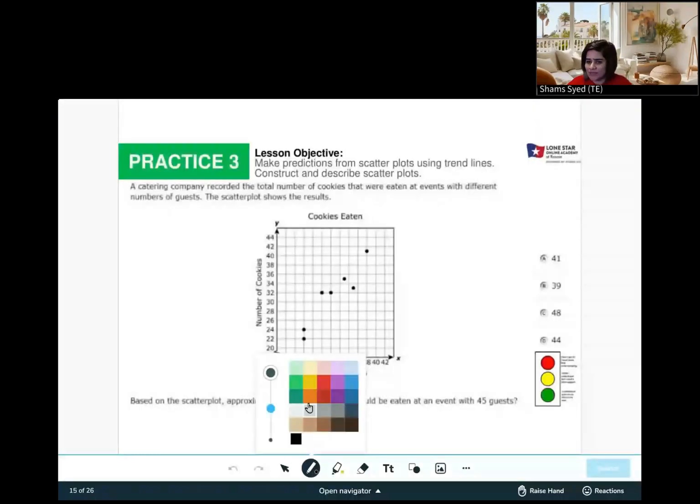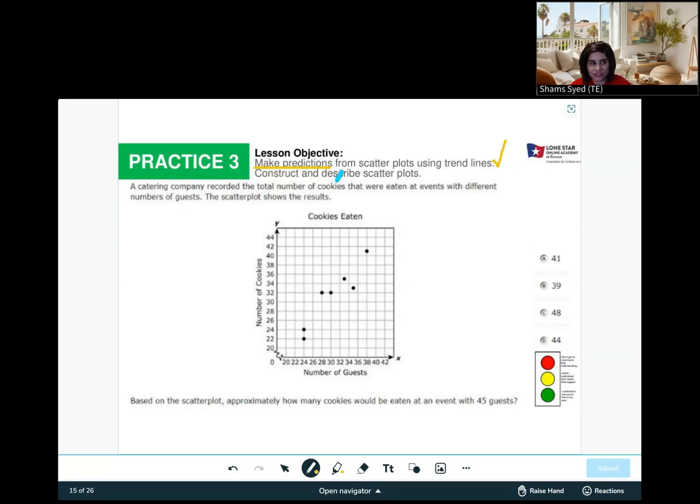Several of you already got a chance to look at problem 3, but not everybody did. And here is problem 3. More questions will be about making predictions because that is the bolder skill. This is a bigger skill than the other one. Look at this question. It will again ask us to make a prediction for 45 guests.